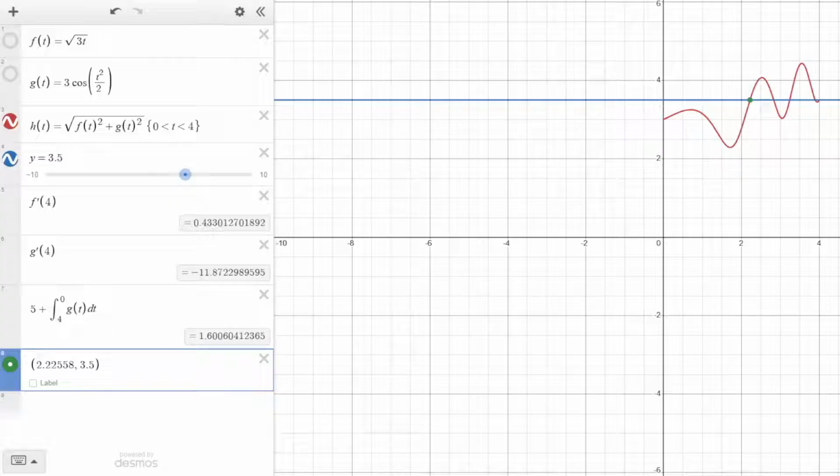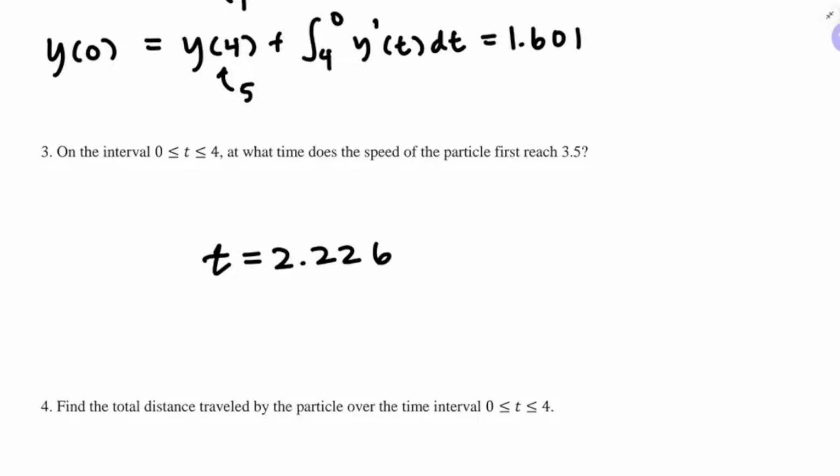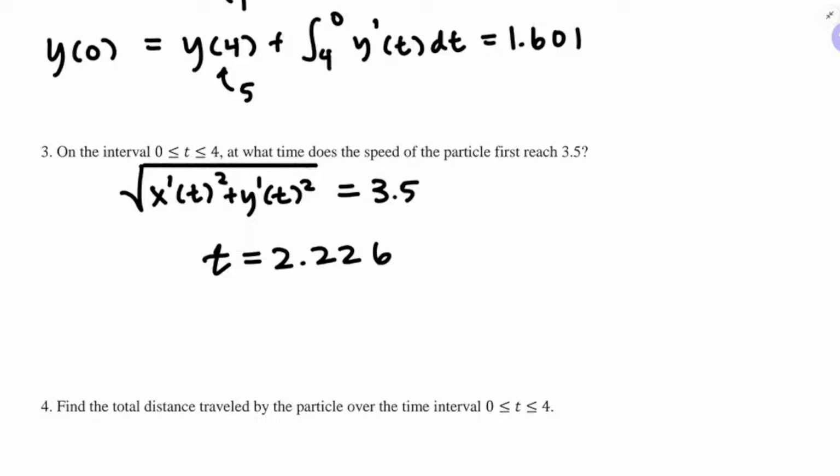All right, but if I go back over here, if I just report t equals 2.226, I'm going to be leaving credit on the table. I'm not going to be getting all the points I could be getting. If we solve an equation using the calculator, we have to report which equation we solved. So speed equals 3.5. So I'm going to have something equal to 3.5, and speed is the square root of x prime of t squared plus y prime of t squared. All right, and that's the equation we solved, and that's our solution.